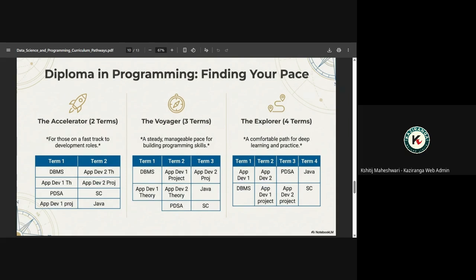Rahul Yadav is asking, I chose DBMS, PDSA, MAD 1. Is it good if I'm completing BSc? Yeah, Rahul, it's good. It's pretty good. You can go ahead with this.